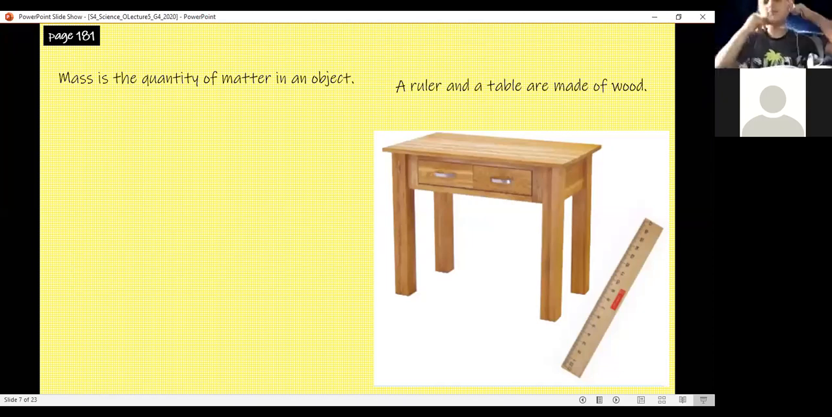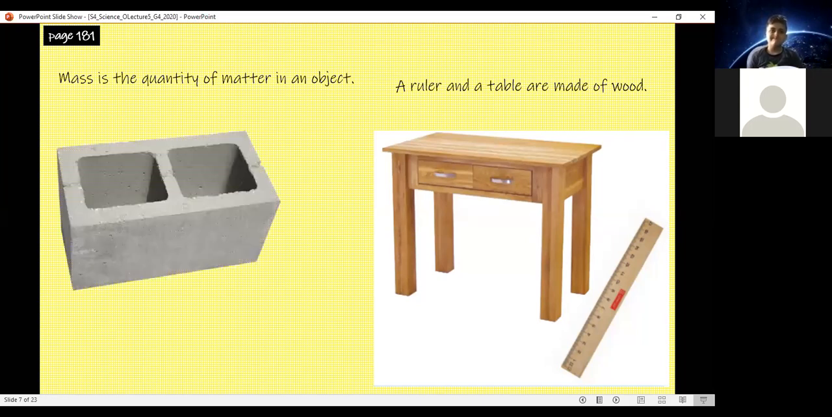Now we'll start talking about mass. Who has more mass, Miss Fashion or Hassan Ali? Miss Fashion. Why? You're bigger. Because I am bigger, I have more matter in my body. So mass is the quantity of matter. It's the amount of matter that an object contains.